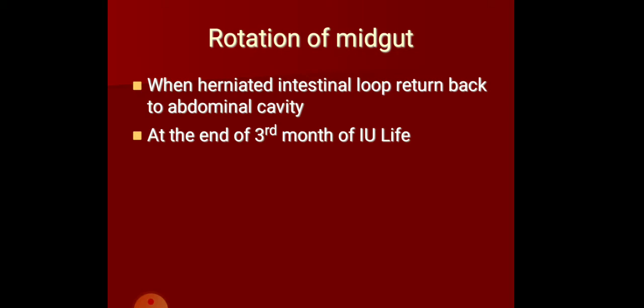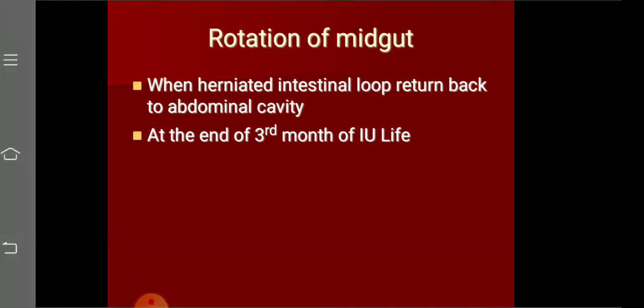Fine. Then by the end of the 3rd month, or by the 10th week onwards, these herniated midgut loops will return back into the abdomen. As it is returning back, you find a rotation of the midgut also. The purpose of rotation of midgut is to get the contents back into the abdomen, plus to fix the corresponding position for the intestine to occupy, as you see in normal adults. For that, the midgut loop undergoes rotation when the herniated intestinal loop returns back to the abdominal cavity, at the end of the 3rd month of intrauterine life.